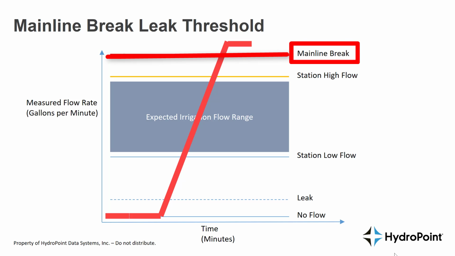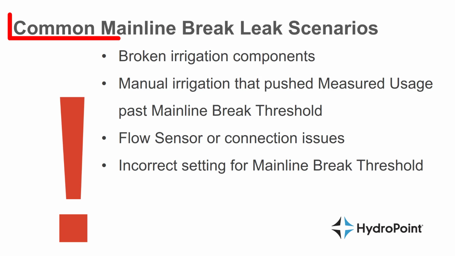At which point the mainline brake leak alert will be raised and the master valve will shut to prevent any further water loss. The most common mainline brake leak alert scenario is a break in your irrigation components. A critical mainline break somewhere in your landscape is most often the reason for a mainline brake leak alert to be raised. But if someone's operating your system manually, they can push the measured usage past that mainline brake threshold by turning on too many quick couplers at one time or manually opening too many valves in the field.